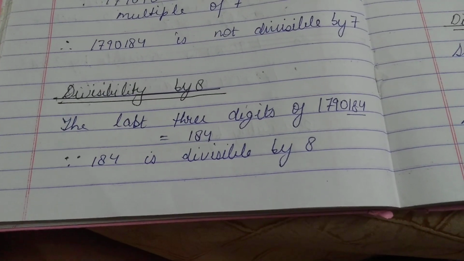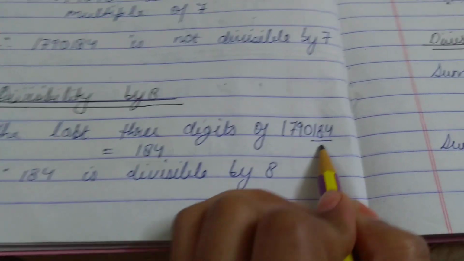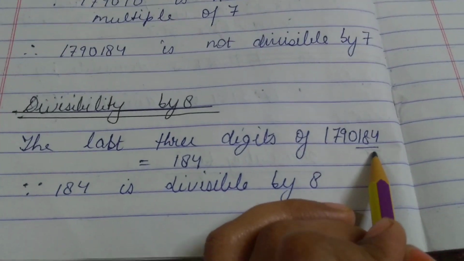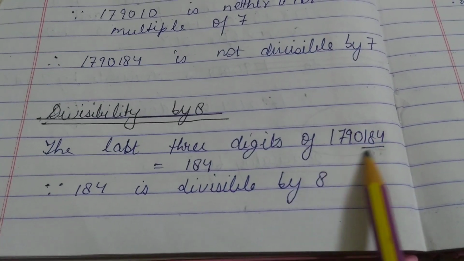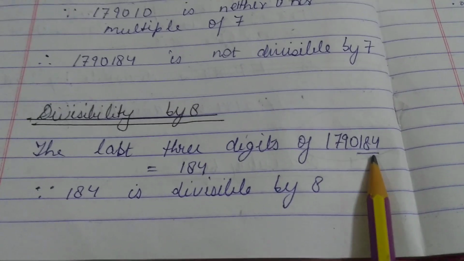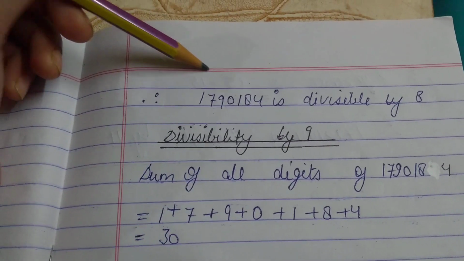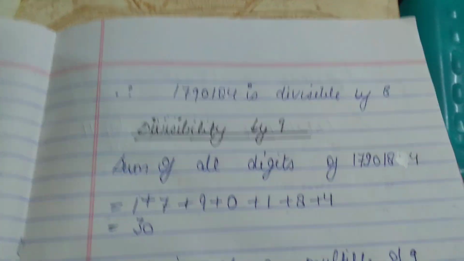Now divisibility by 8. In divisibility by 8, we see the last 3 digits. The last 3 digits are 184. If the last 3 digits are divisible by 8, then the number will be divisible by 8. The last 3 digits are 184 and 184 is divisible by 8. Then 1790184 is divisible by 8.